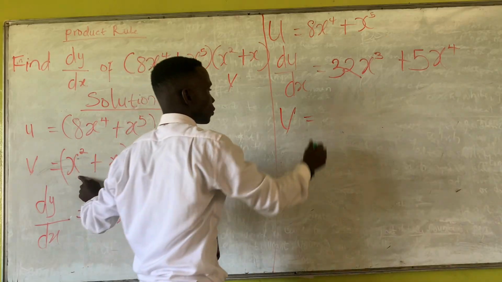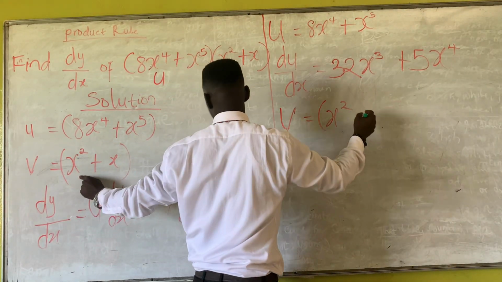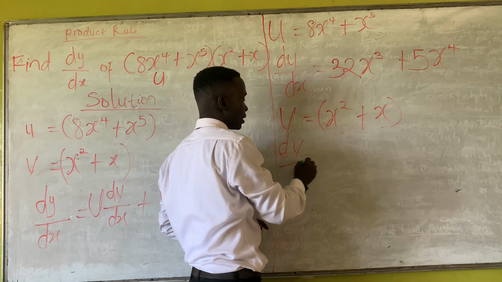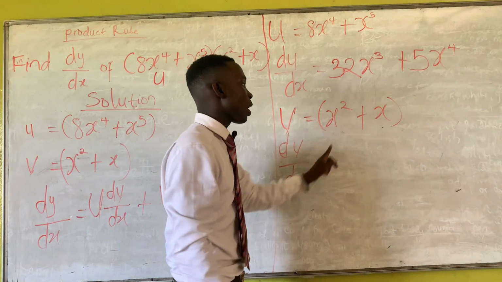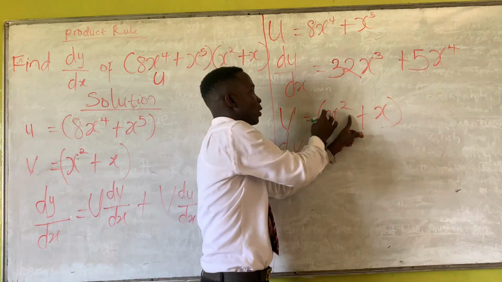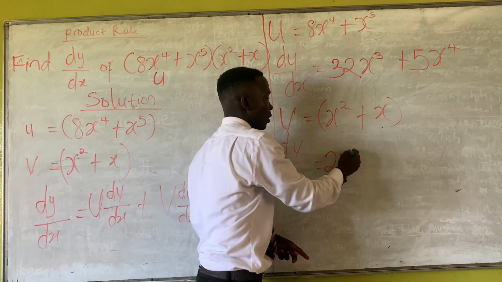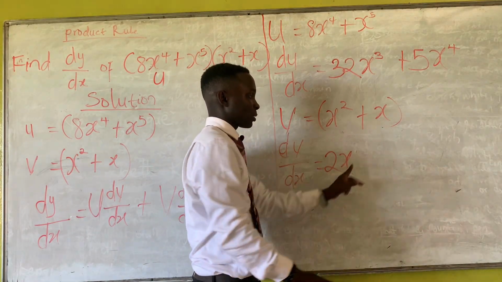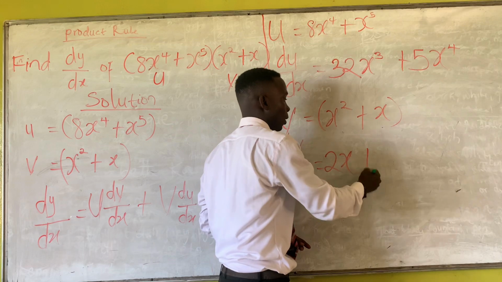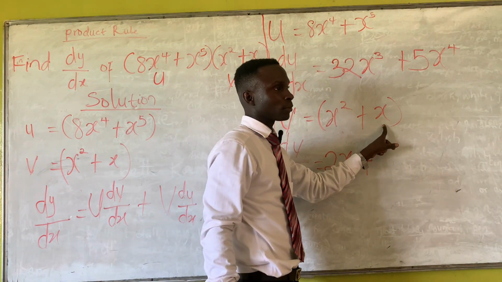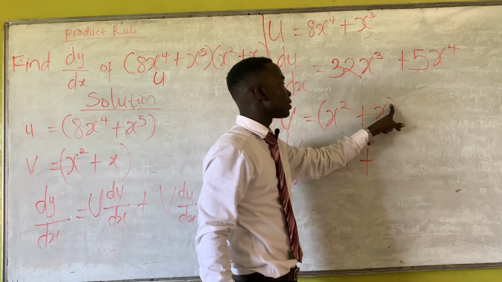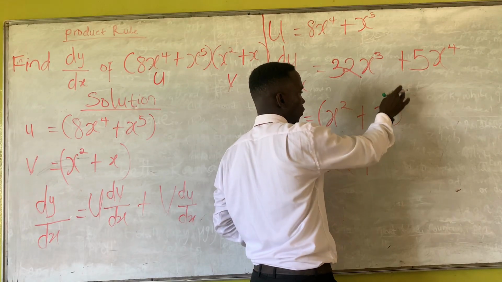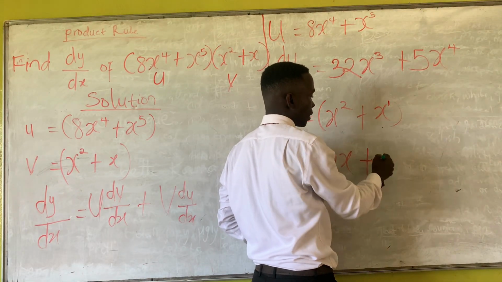We say that v is equal to x^2 + x. So dv/dx also will be equal to, differentiate x^2. The 2 will come here to give us 2x, and 2 minus 1 gives us 1. x raised to the power 1 is the same thing as x, so there's no need to put the 1. Now differentiate x here. Assuming the power here is 1, by the rule of differentiation, 1 multiplies this 1 to give us 1.